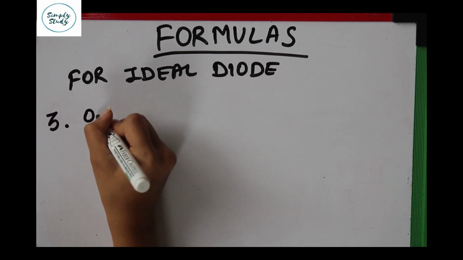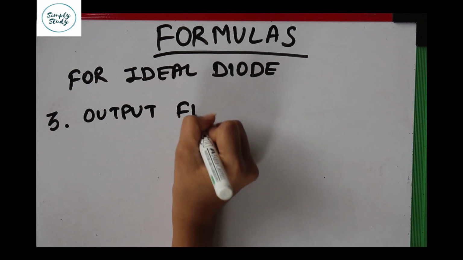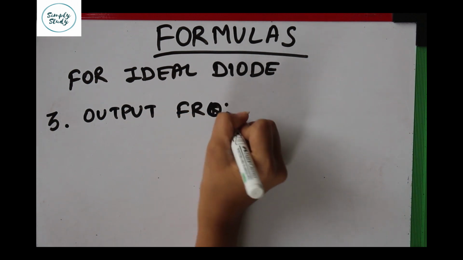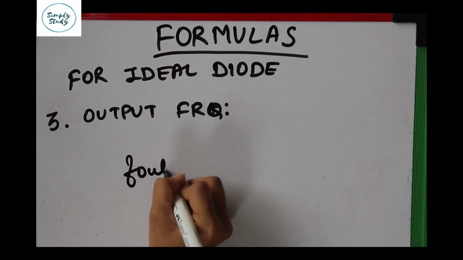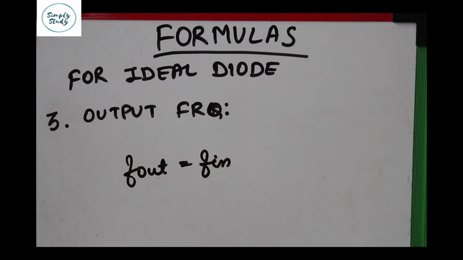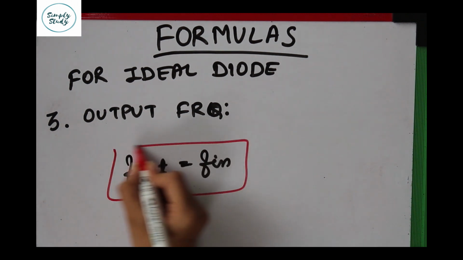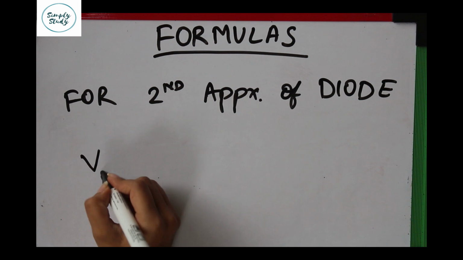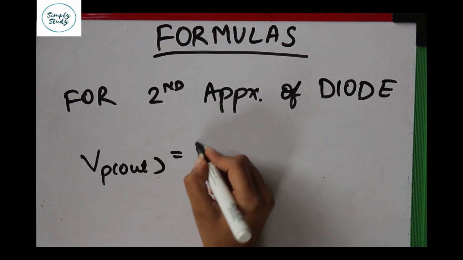Third, the output frequency. The output frequency is the same as the input frequency for half-wave rectifier. Therefore, Fout is equal to Fin. Now for second approximation, the Vp out will equal Vp in minus 0.7 volts.